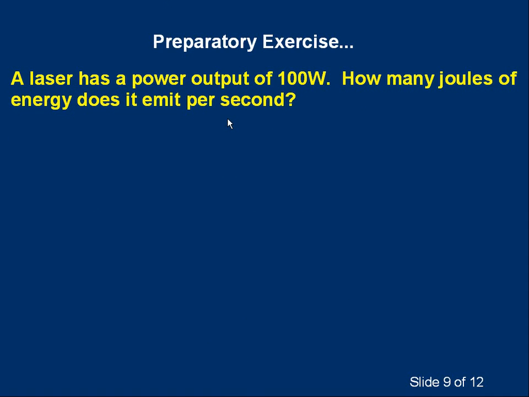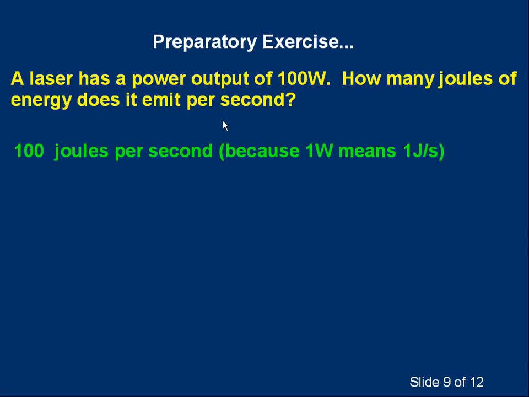Well, I hope you realise the answer is simply 100 joules per second. The reason is 1 watt, which is a unit of power, actually means a joule each second, a joule per second. 2 watts means 2 joules each second. 100 watts means 100 joules each second. So a laser with a power output of 100 watts is producing 100 joules of energy each second.